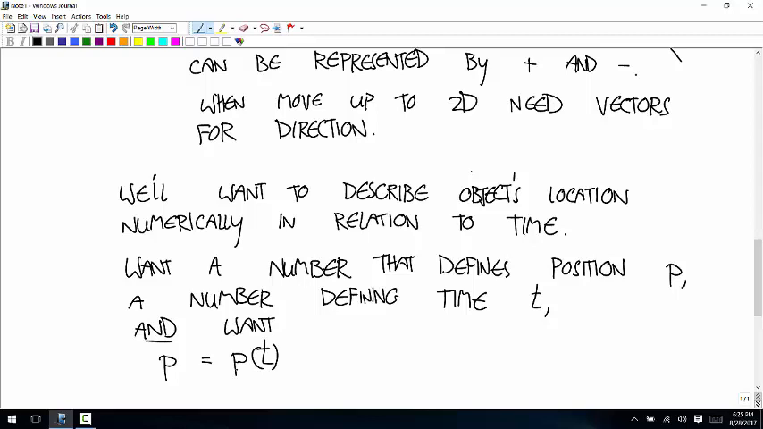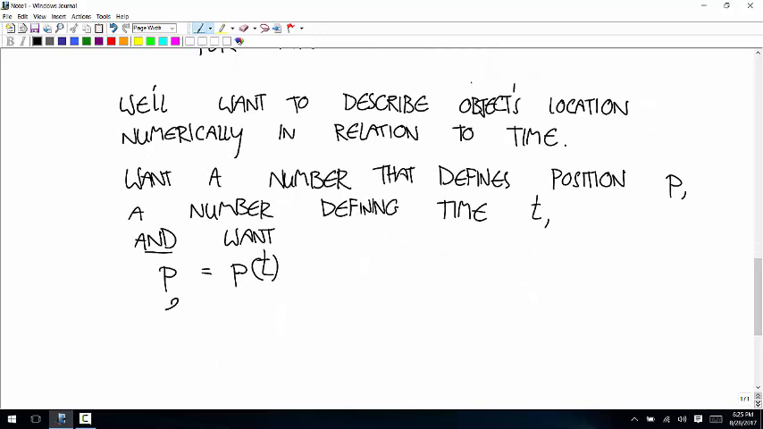Okay, so you've dealt with functions before. Let's give an example. You might have the position of an object equal to 5t squared, for all t greater than 0.